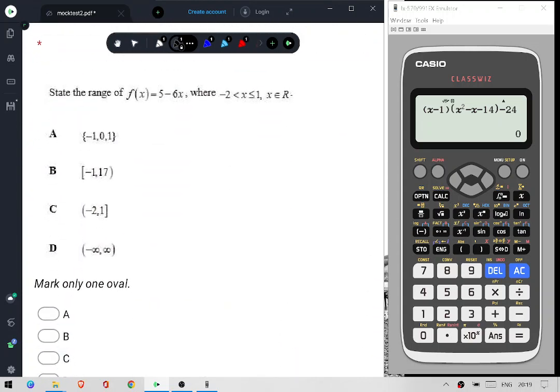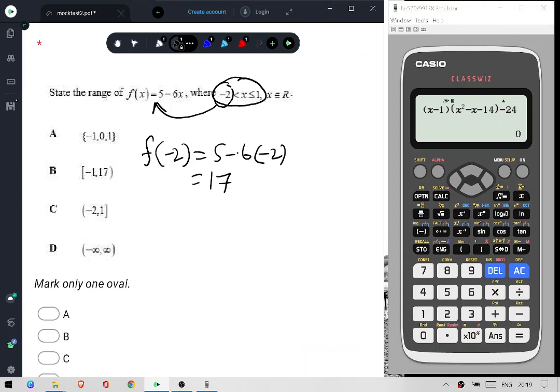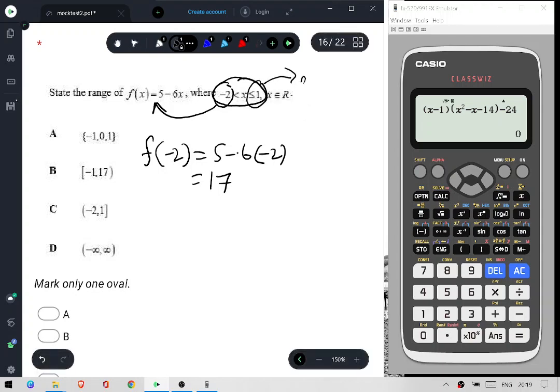Okay, state the range of f(x) equals 5 minus 6x, where we have a restricted domain over here. So what to do? We substitute the least value inside this one. So f of minus 2. So 5 minus 6 times minus 2. Okay, we get 17. And then, okay, that is correct. Okay, next, we substitute 1. F(1) equals 5 minus 6 times 1, which is minus 1.